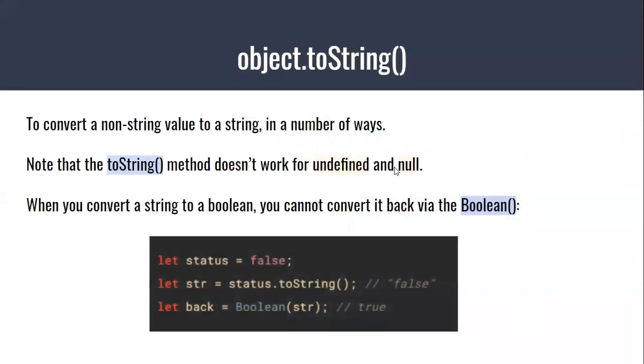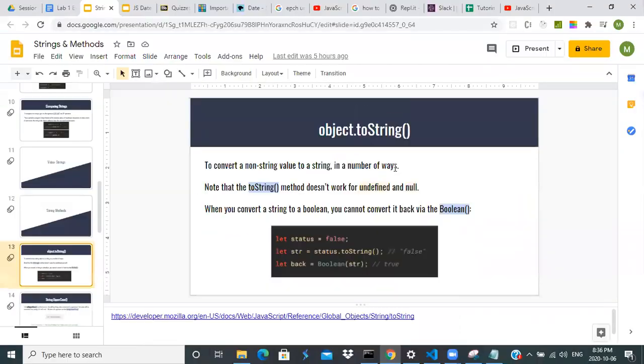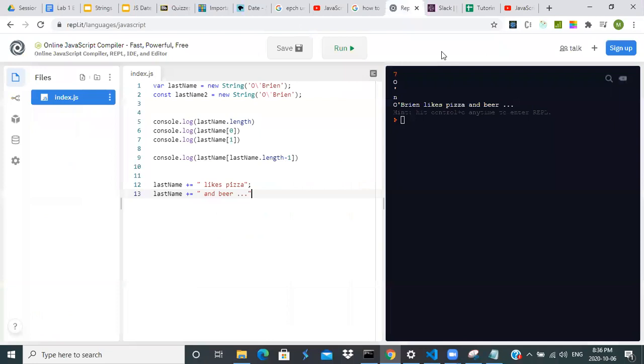So toString. This is a really, really nice one. That's out of the box. Convert a non-string value to a string in a number of ways. So toString doesn't work on undefined or null, obviously, right? Those weird values. But you can convert a Boolean to a string, though you can't convert it back. So that's a little bit weird, right? But yeah, it has to do with that whole ternary stuff, the whole truthy falsy thing.